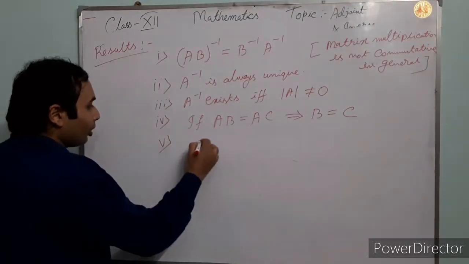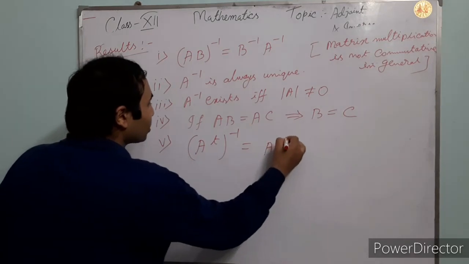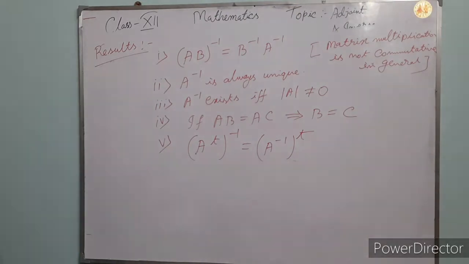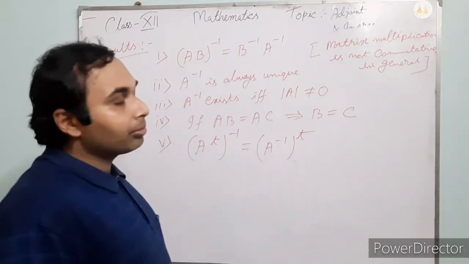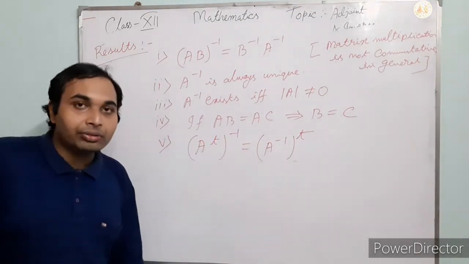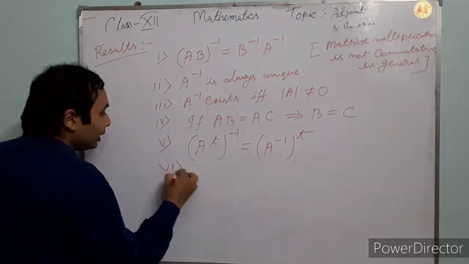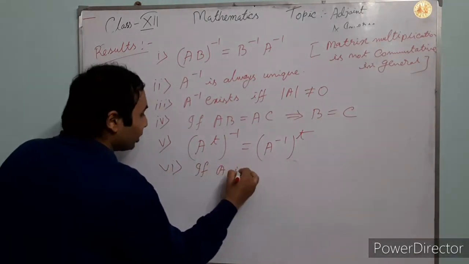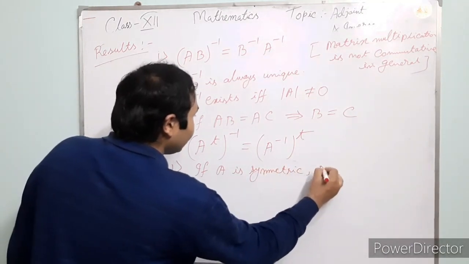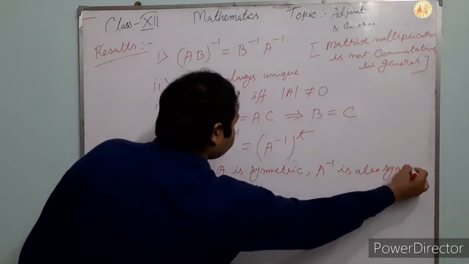Number 5, A transpose, its inverse is equals to A inverse and its transpose. Transpose means the interchanging of the rows and columns. So (A transpose) inverse is equals to (A inverse) transpose. Number 6, if A is symmetric, A inverse is also symmetric.